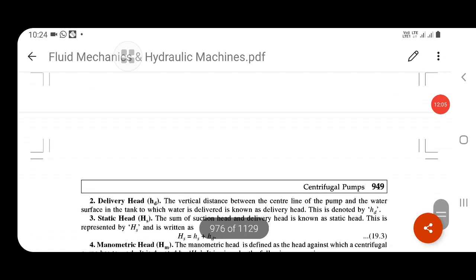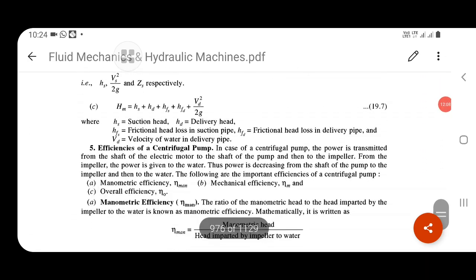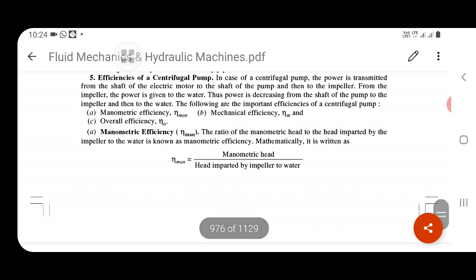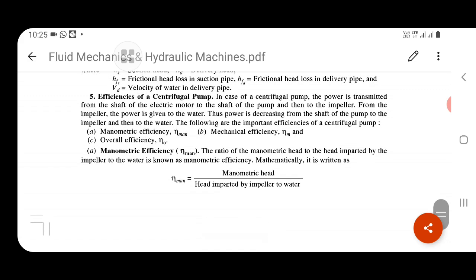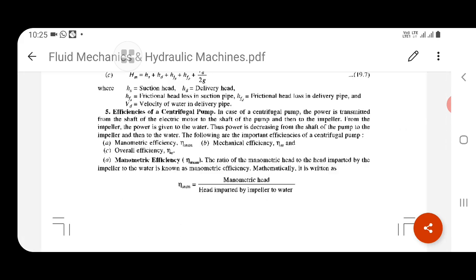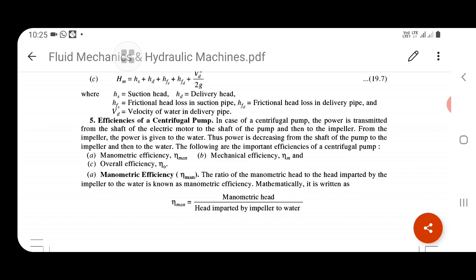So next, manometric head. So efficiencies of centrifugal pump. In the board exam, efficiencies of centrifugal pump are asked. So there are three efficiencies: manometric efficiency, mechanical efficiency, and overall efficiency. The power is transmitted from the electric motor to the shaft, then the impeller. From this impeller, power is given to the water.